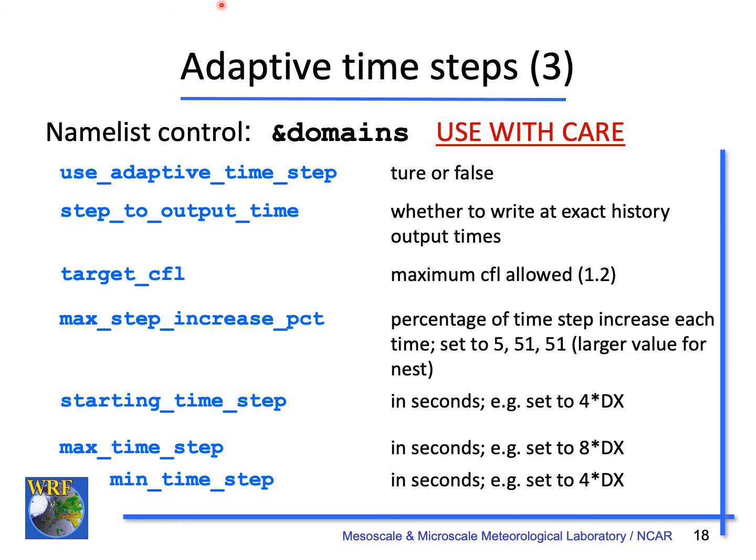To help us have some control over the variable time steps, we have these options. Use adaptive time step turns this option on. Set to output time allows the model to write output at the interval set by the user, even with variable time steps. Target CFL sets the model stability criteria against which the time steps are evaluated. Max step increase percent sets the maximum percentage change allowed for the time step to increase or decrease at any one time. The max and min time step sets the bounds for the maximum and minimum time steps to avoid any wild swing of the variable time step. Set these options carefully and use the option with care.